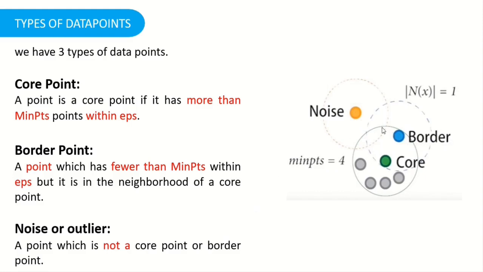And the left one is a noise. So what is noise? It is nothing but a data point or an object which is neither a core point nor a border point. And here you can see it clearly.